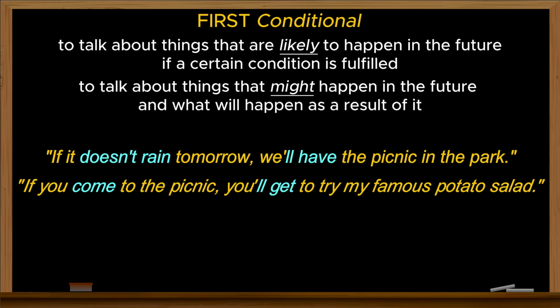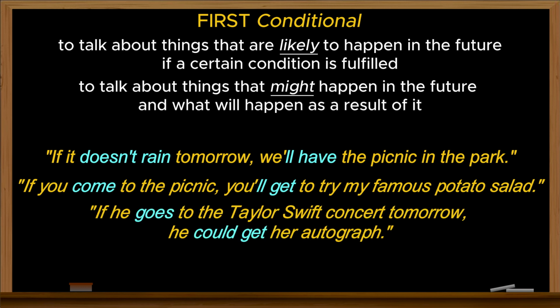Let's take a look at another example. If he goes to the Taylor Swift concert tomorrow, he could get her autograph. This was kind of easy to understand. So if he goes to the concert, this is something that might happen in the future. There's a chance of him getting the singer's autograph. So here we're kind of making a guess.